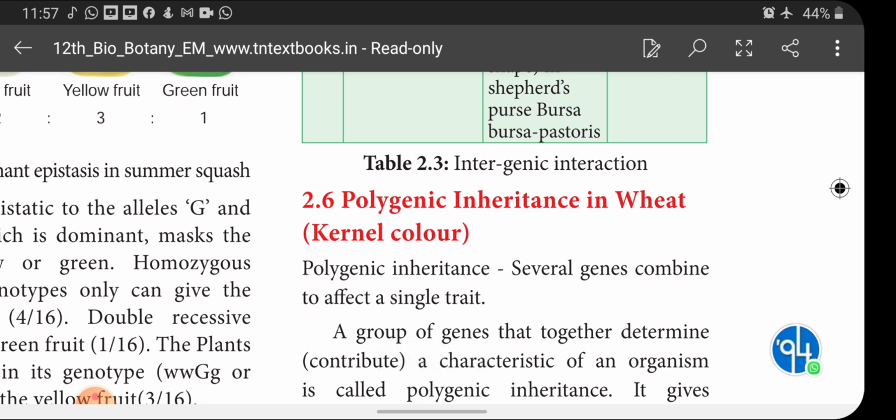And your homework will be dominant epistasis and codominance. These are the two questions I will give as homework, children. Complete it.